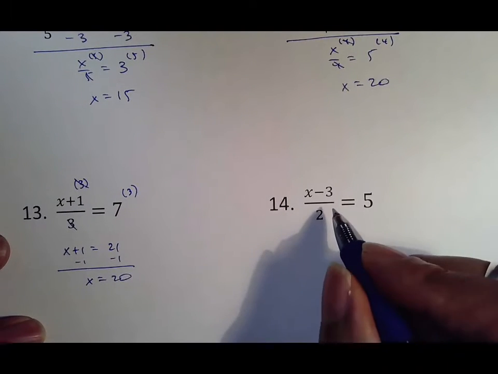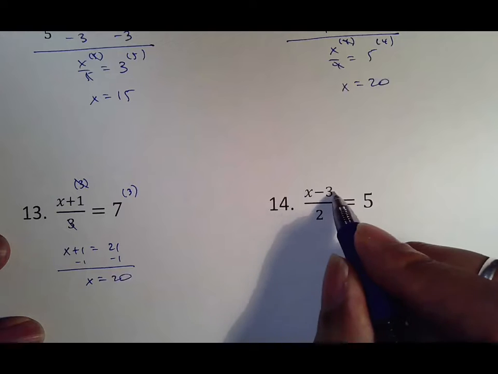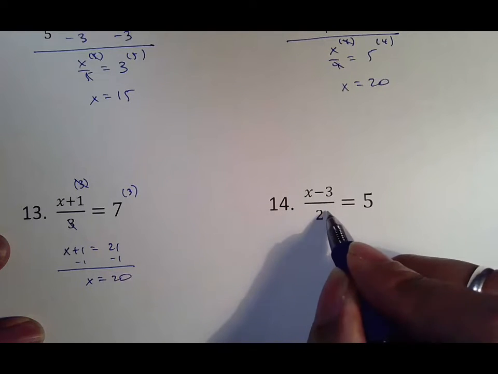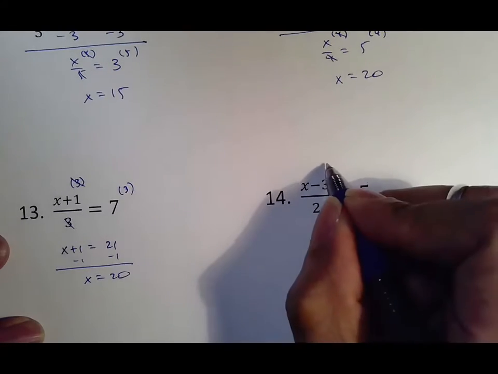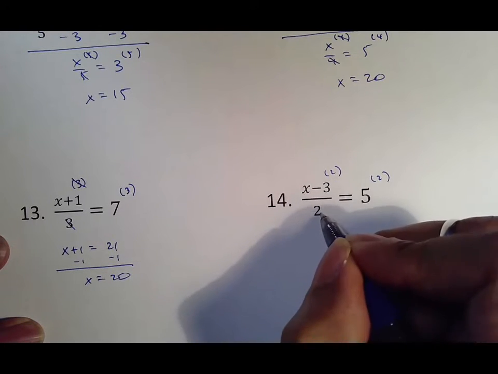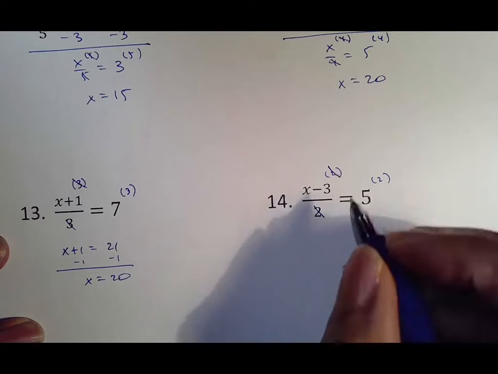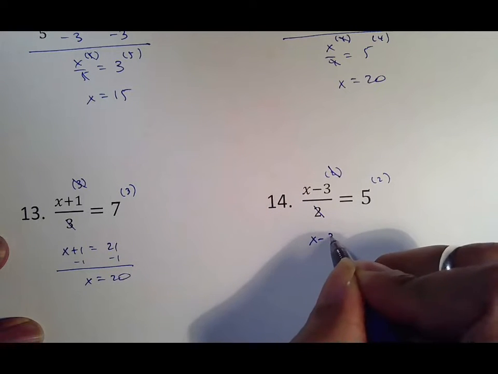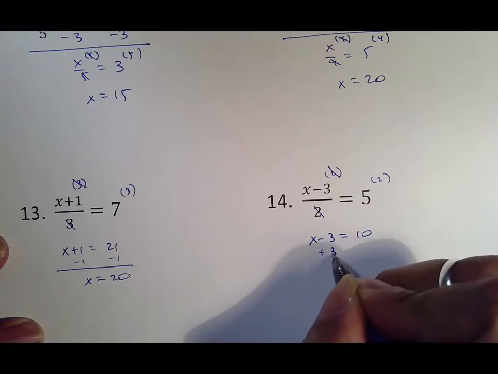Here, x minus 3 over 2. Once again, these two are together on the top floor. This person has been sent to the basement. Get rid of the 2 first, because that again is the weaker of those numbers. Since 2 is on the bottom, bring a 2 to the top. Those two things cancel out. Bring this down exactly as it is, and then go from there.